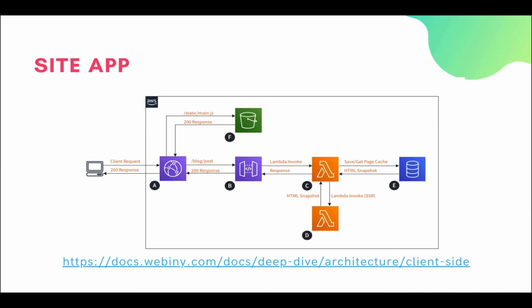And in that case, the request is forwarded to the API Gateway, which is represented by the letter B. And the API Gateway is actually invoking this Lambda function that's in the center here, which is responsible for returning the HTML. How does it do it?